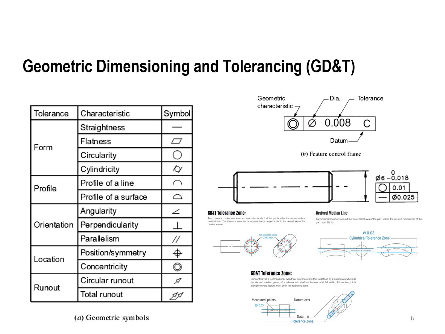For the orientation, we can have angularity, which has the angle sign, perpendicularity, which has two perpendicular lines, and parallelism, two parallel lines. For the locations, we can have the position and symmetry, which is going to be a circle with a cross in the middle, and concentricity is going to be two circles inside each other. For the runout, we can have a circular runout, which is going to be just an arrow, and the total runout is going to be two parallel arrows connected at the base.